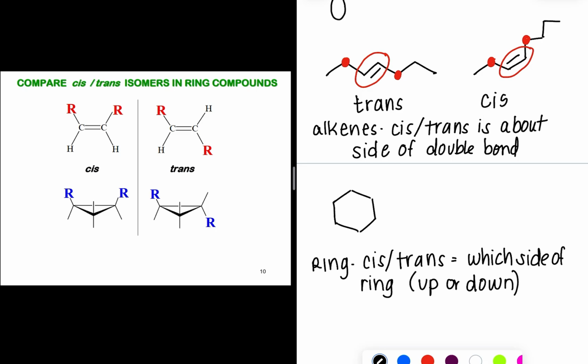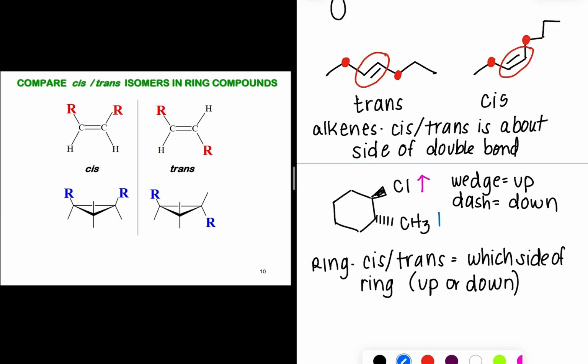If I have this cyclohexane, I have a chlorine. Remember that the wedge always means up. The wedge is up, and the dash is down or away from you. I have a chlorine that's up, and I have a methyl that's down. So this would be a trans.